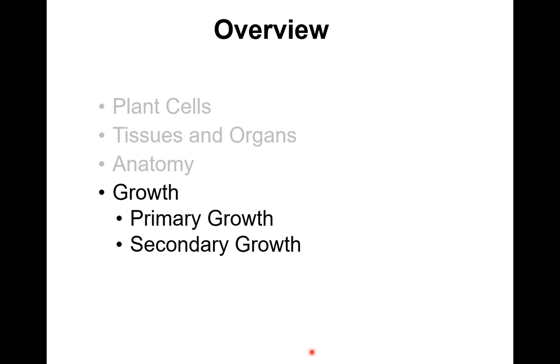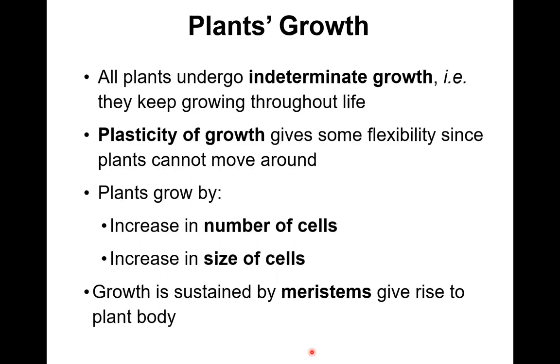Okay, let's finish this lecture on plant anatomy and growth by talking about how plants grow. In particular, we're going to talk about the two types of growth that you can observe in plants: the primary growth that all plants undergo, and the secondary growth that only some specific plants, the woody plants, undergo. Now, why do plants need to grow?